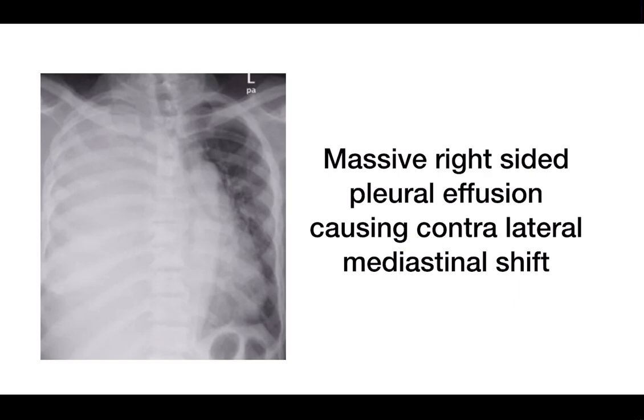Now, coming to this example, this is a case of massive right-sided pleural effusion. Why are we calling it massive pleural effusion? Because this pleural effusion is so large that it is causing contralateral mediastinal shift. The whole of the mediastinum shifts towards the contralateral side in case of massive pleural effusion. So this whole thing is pleural effusion.